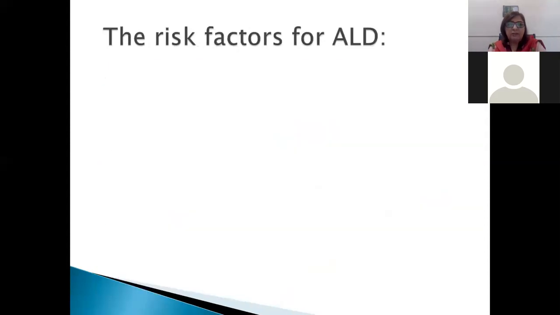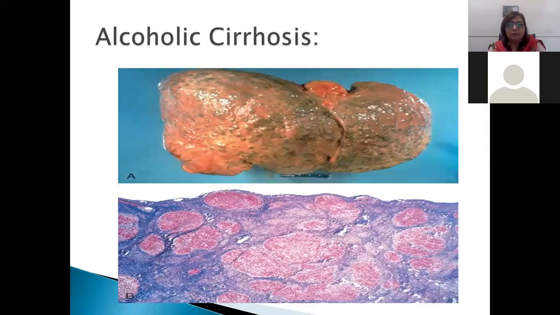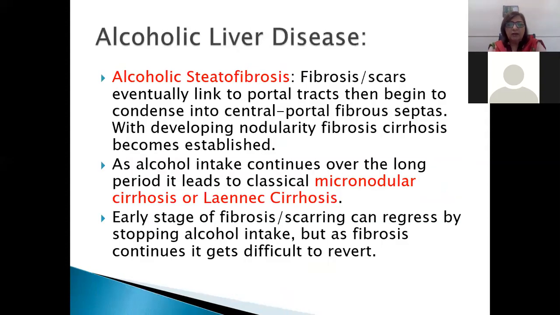So I hope it is clear. The three stages of alcoholic hepatitis are clear. Number one is hepatic steatosis, number two is steatotic hepatitis, and number three is alcoholic steatofibrosis or cirrhosis of the liver, which is also known as micronodular cirrhosis or Laennec cirrhosis.